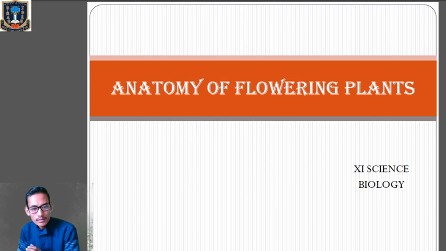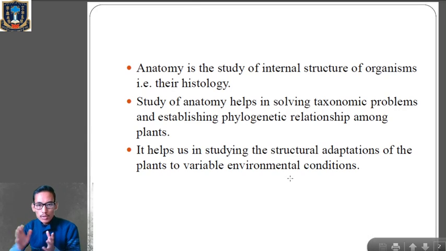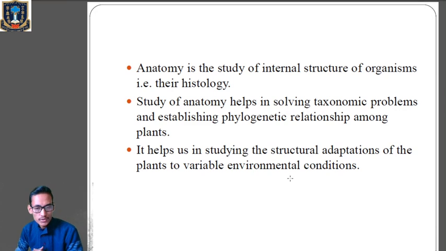Welcome to biology class. Today we'll begin with a new chapter, anatomy of flowering plants. In the last class we did the morphology of flowering plants. Today we'll discuss the anatomy. So what is anatomy? Anatomy means the study of the internal structure of organisms.